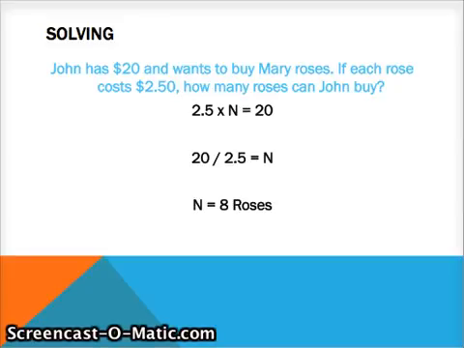Since the variable is inside the problem, we're going to have to rearrange it and use division to solve. When you rearrange it, you should have 20, how much money John has total, divided by 2.5, the cost of each rose, equals n, how many roses he can buy total. Your answer should be n equals 8 roses.